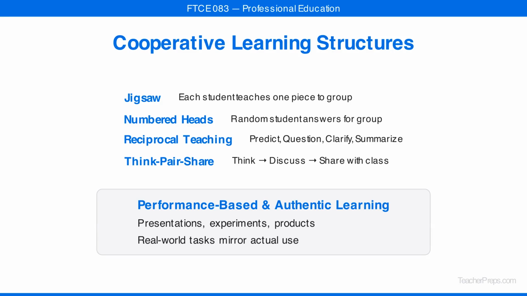Performance-based assessment tasks are another key concept. These are tasks where students demonstrate learning through action, like giving a presentation, conducting an experiment, or creating a product that shows what they've learned. Authentic learning connects these tasks to real-world applications, tasks that mirror how knowledge is actually used outside of school.